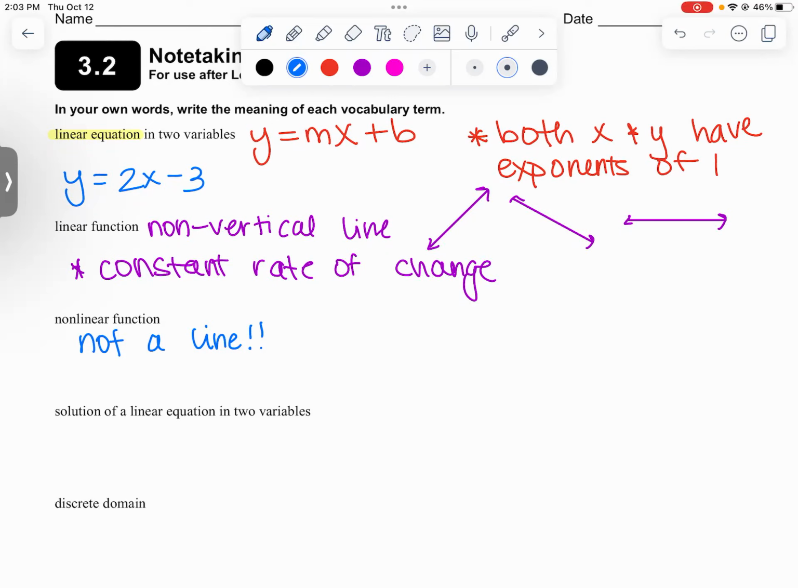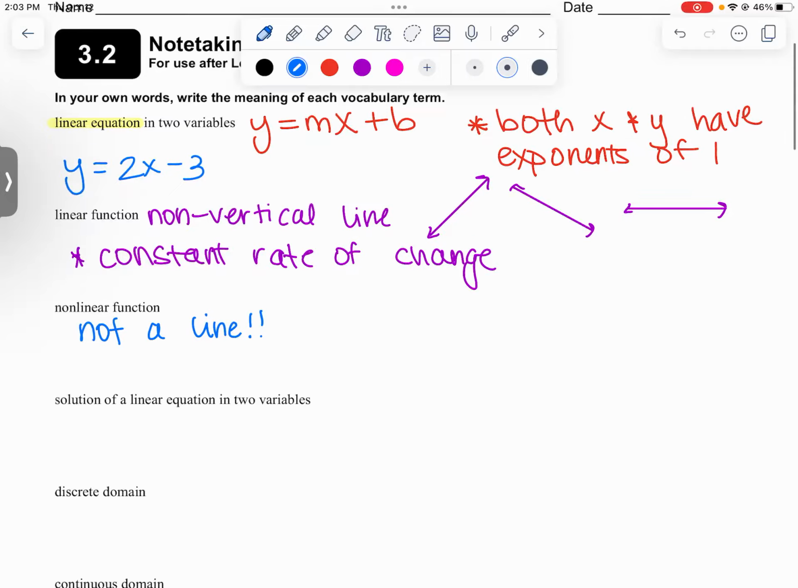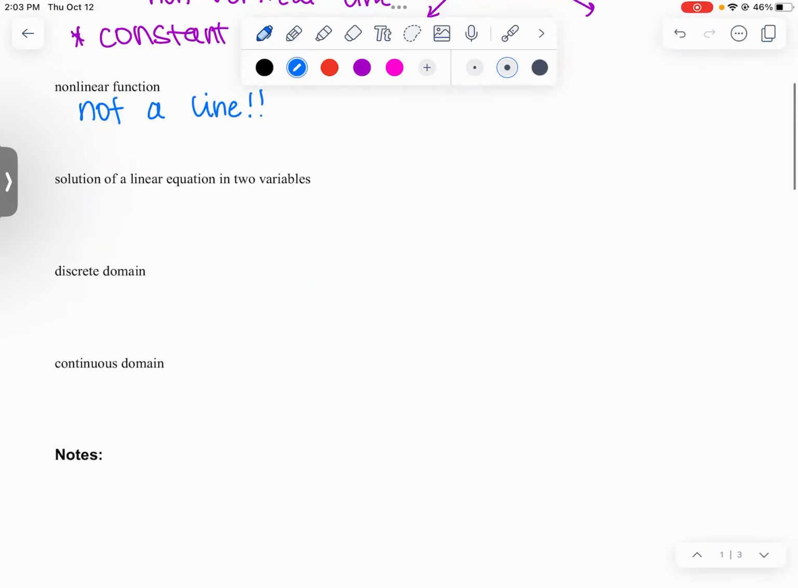Okay, now I do need you to make a note that a vertical line looks like this, and its equation is x equals a number.